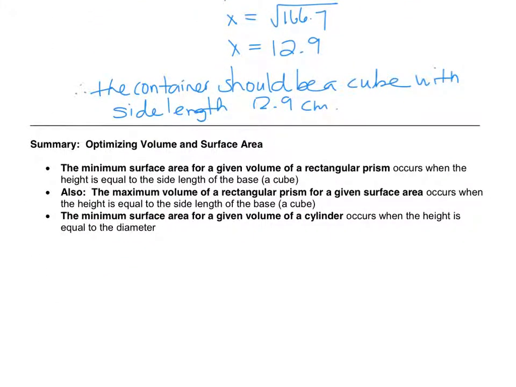Now to end the lesson, we have a summary of what you should remember from the lesson. So the minimum surface area for a given volume of a rectangular prism occurs when the height is equal to the side length of the base, so a cube. Also, the maximum volume of a rectangular prism for a given surface area occurs when the height is equal to the side length, once again, a cube. And for cylinders, the minimum surface area for a given volume of a cylinder occurs when the height is equal to the diameter, or again, the height is twice the radius. And that concludes this lesson.